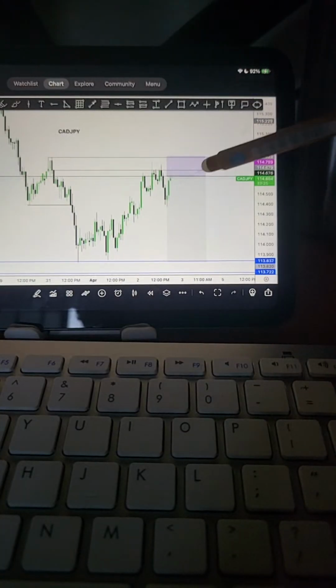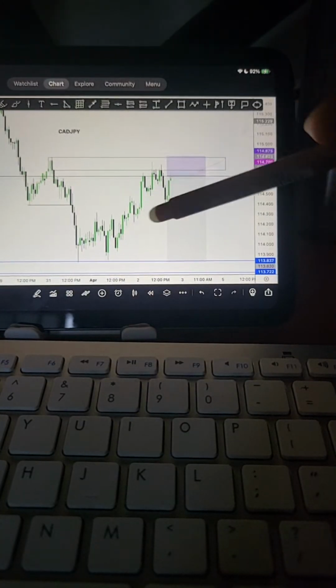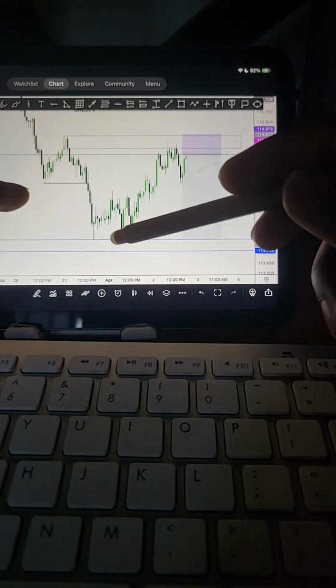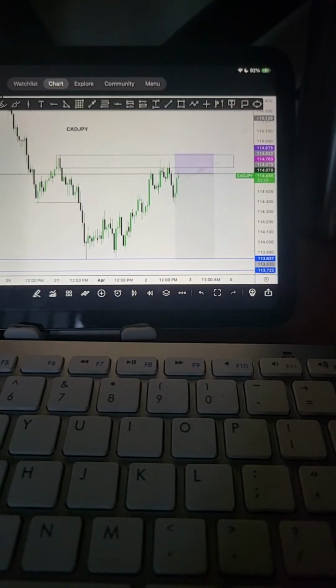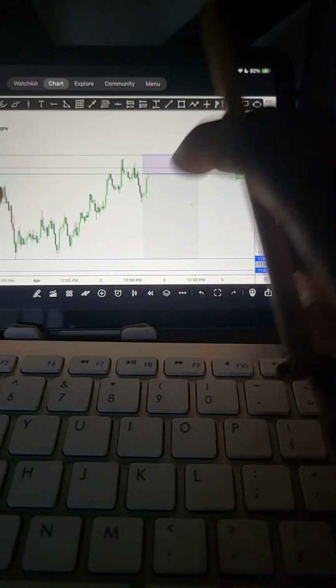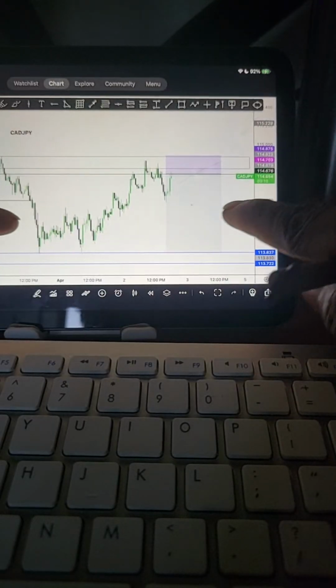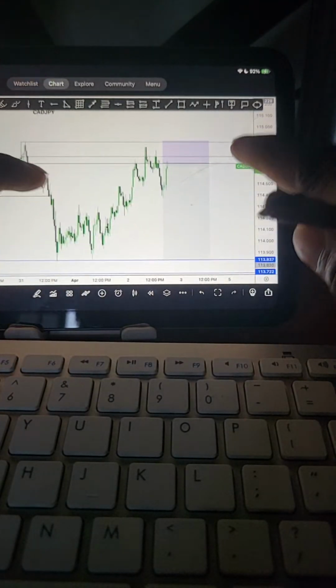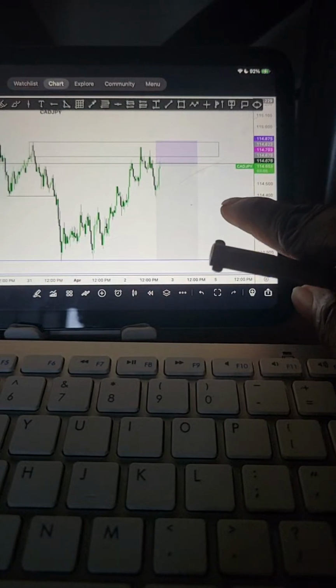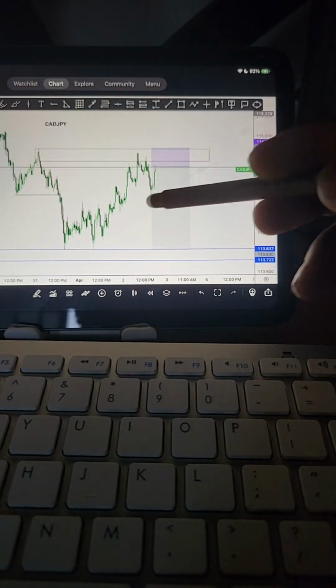So I'm selling from here, and this is my stop loss. This is where I'm targeting. This recent low is where I'm targeting. If I switch to a lower time frame, you're going to see this clearly. So this trade is currently active, and if you look closely, we are already in profit. So let's just hold, watch and see how price reacts to this zone.